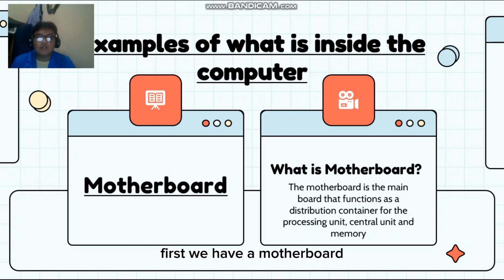First, we have a motherboard. What is a motherboard? The motherboard is the main board that functions as a distribution container for the processing unit, central unit, and memory. So, the motherboard is a container for the processor, central processing unit, and memory so they work together.